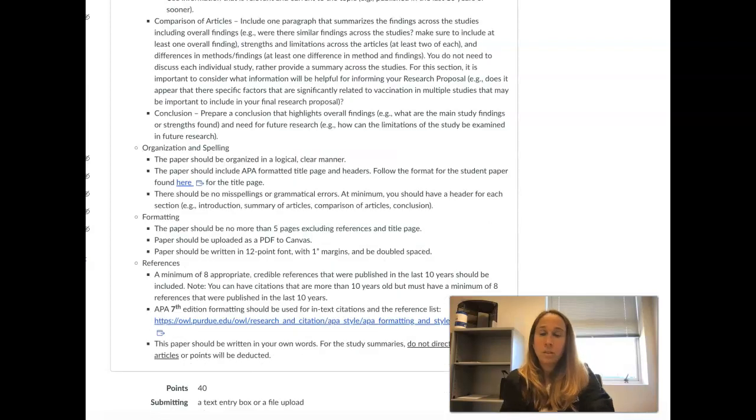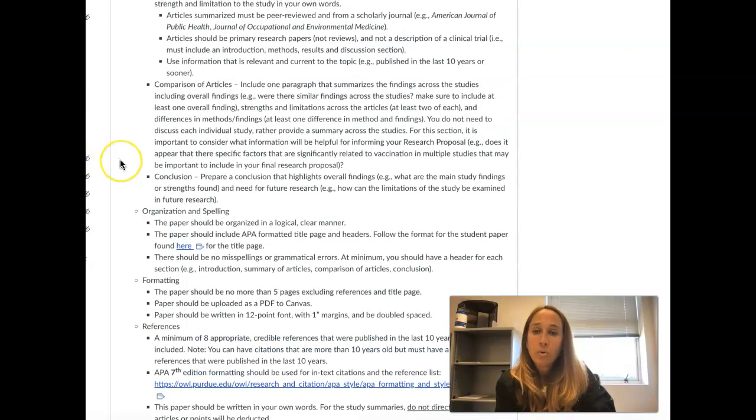As you move down the assignment, you'll also notice you've got your comparison of articles paragraph. So it's just a paragraph where you're going to summarize the main findings that you saw across the different studies that you found. So you found 5 studies. You're going to summarize those findings. Think about, were they similar? Were they maybe different?